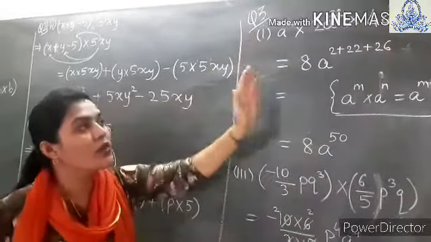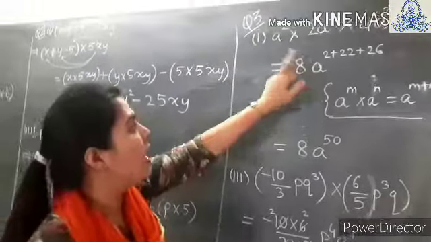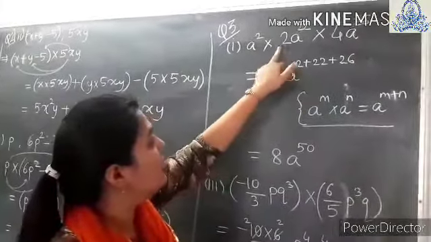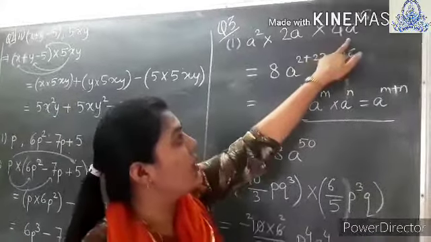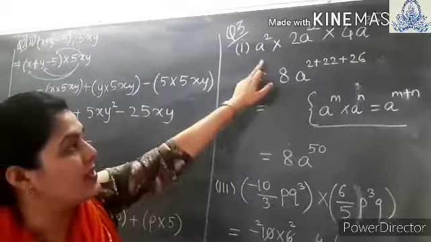So 1 into 2 into 4 gives you 8. I have directly written it here like that. Now see, a square into a raised to 22 into a raised to 26.